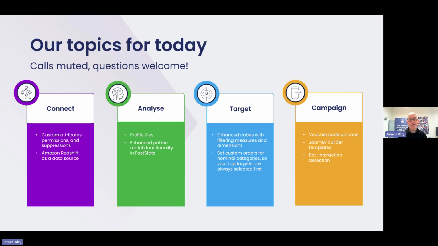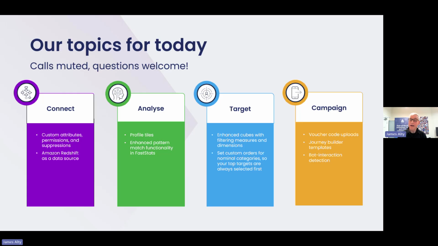In the analyze area, we've provided profile tiles in Orbit in the last quarter. We've had profiling in the Apteco desktop products, FastStats, for years and years, but we've enhanced the experience. You now can lay out your profile report with summary and detailed tiles, as we'll see a bit later on. We've enhanced the pattern matching, one of the most powerful parts of FastStats, allowing you to look at patterns of transactions over time. We've got some enhancements there.